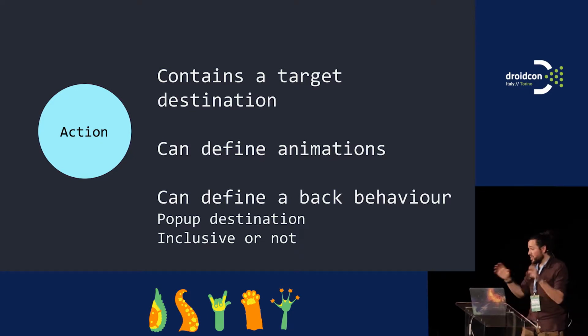You can also define animations in the actions. Still, I don't have time to explain the animation and how to use it, but it's pretty simple. And you can also define in this action the back behavior. So what's happening when the user clicks back? Do I have to go back to the previous screen? Or do I have to skip this screen and some others and go somewhere else in my graph?